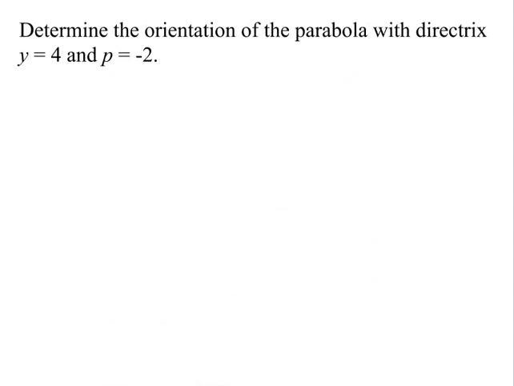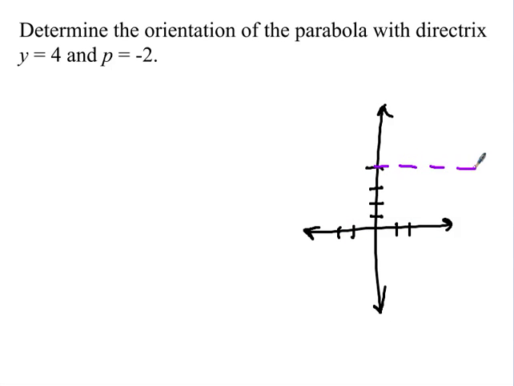Real quick. This one, I don't know if you even need to write this down. Let's just pay attention and do this one in class without writing it down. Because this is one you can think of. It says determine the orientation of the parabola with directrix y equals 4. So all you're going to do here, y equals 4. What type of line? Horizontal. So here's the directrix right here. And p is negative 2.